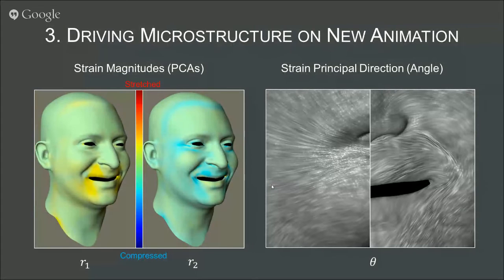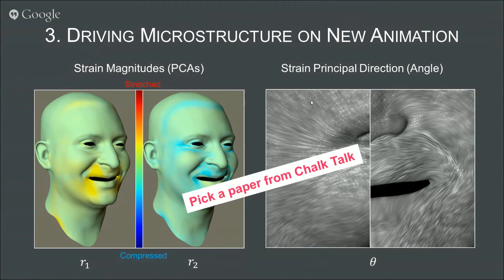Okay, so now we know the mapping between the local strain and the kernel parameters, and all we need to do is compute the surface strain, the last process to animate the surface microstructure. And here we can use the knowledge of the chalk talk. We can pick up the paper from the previous talk and do whatever deformation to get the surface strain on the face.